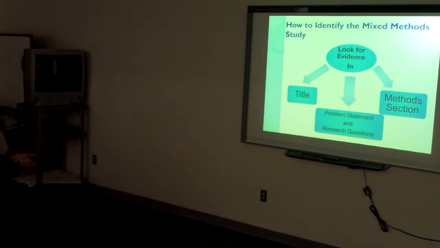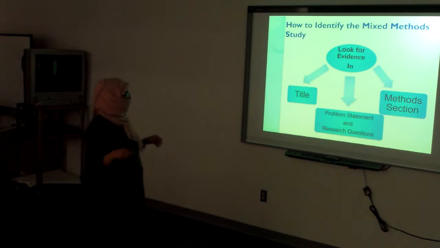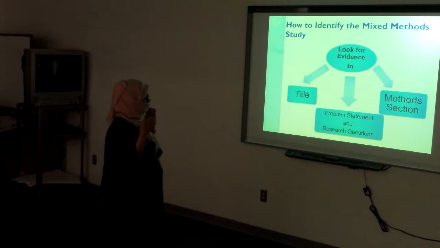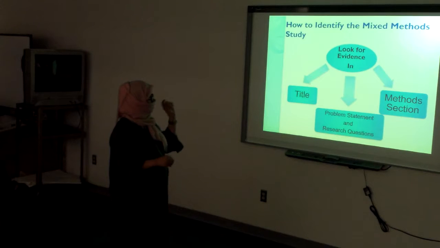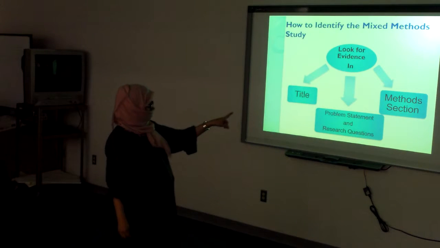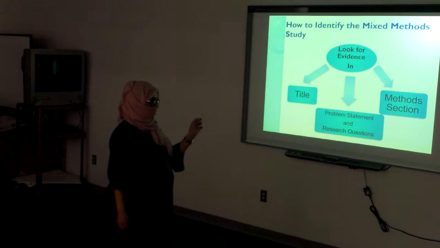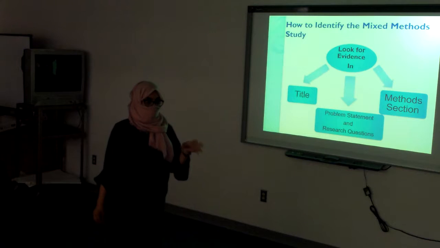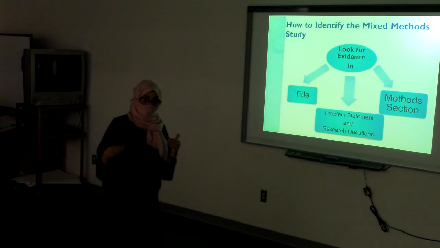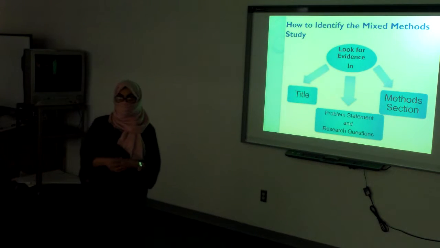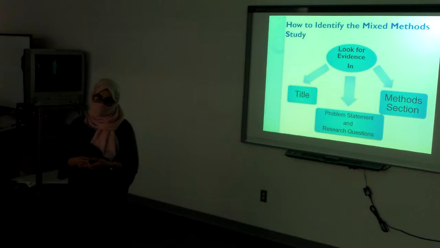How do you identify a mixed method study? Like when you have a study article in your hand, where do you have to look? So you look at some evidence in the method section, the problem statement, and the research question. You will see the researcher said we use quantitative and qualitative, or they use some term from the mixed method design, or in the title they will mention some of the terms of mixed method design.